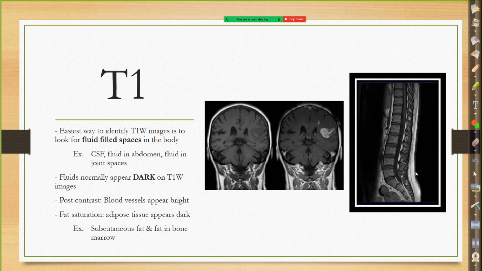But on the registry, it's going to get tricky because they might add fat saturation in. It might be pre and post contrast. I won't do that to you for this unit. So just make sure you can identify it.